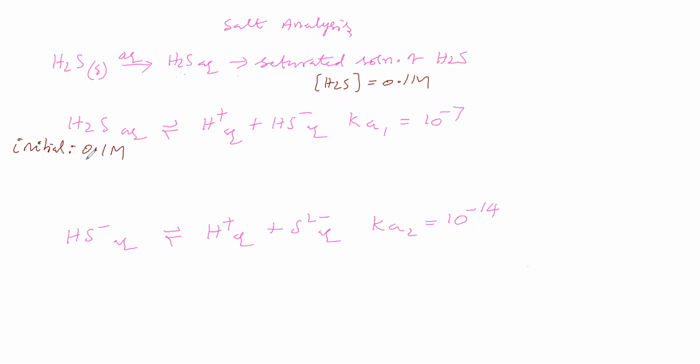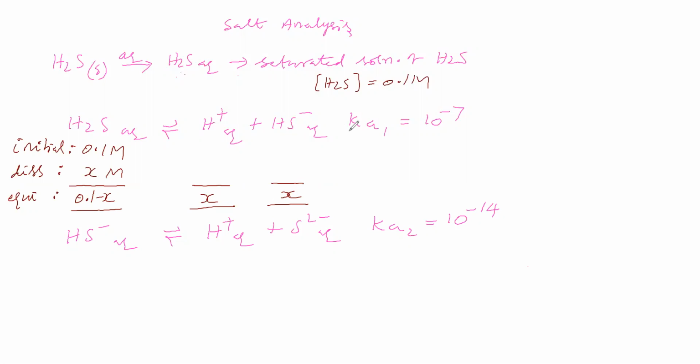Now, H2S is dissociating to give H plus and HS minus. Say H2S is dissociating X molar. So at equilibrium, concentration of H2S is 0.1 minus X molar. H2S is dissociating X molar, so we are getting H plus X molar and HS minus X molar.